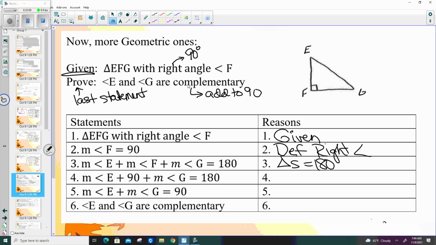All right, so we knew the right angle because it said right angle, so we know that's 90. We know triangles add up to 180. How are we moving from step 3 to step 4? The measure of angle E plus the measure of angle 90 plus the measure of angle 60. Oops, random number, sorry. Measure of angle E plus 90 plus the measure of angle G is 180. How do I go from step 3 to step 4? They replaced F with the actual amount. What's it called when we replace something with what it's equal to? We substitute it. Nice.